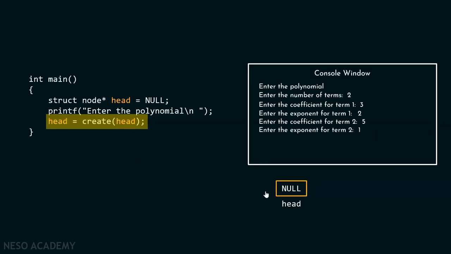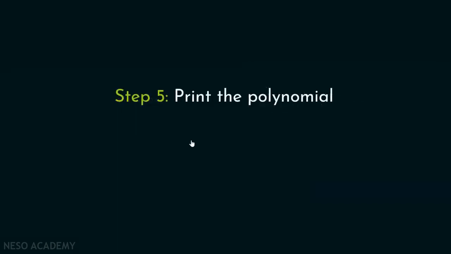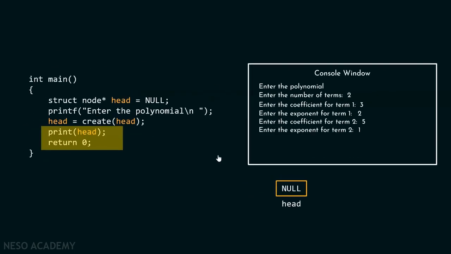And simply this head pointer will receive that address 1000, which means that we have received the complete linked list, right? Receiving the address of the first node of the linked list means that we have received the complete linked list. Isn't that so? We are already aware of this. Now, obviously, the final step is to print the polynomial. So let me just print the polynomial with the help of this print function.